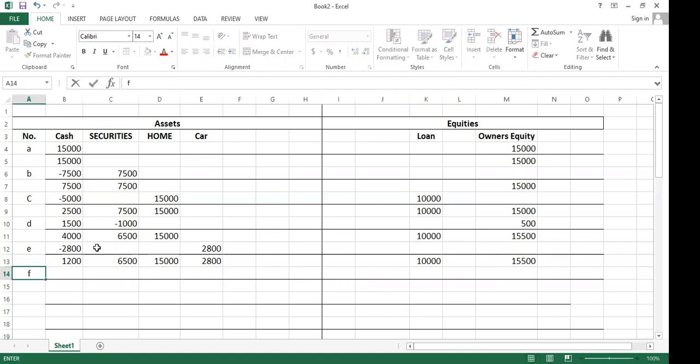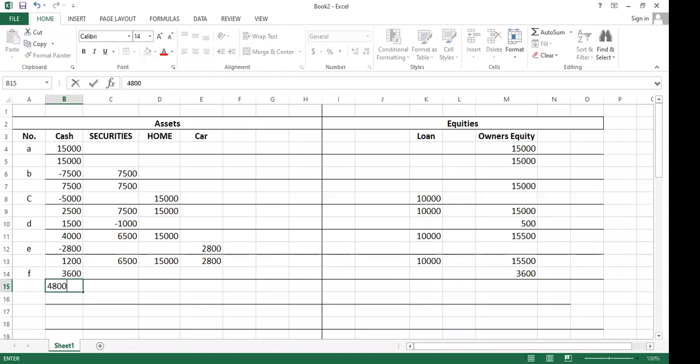F. Received cash as salary, rupees 3,600. Add 3,600 for cash, and add 3,600 for owner's equity.